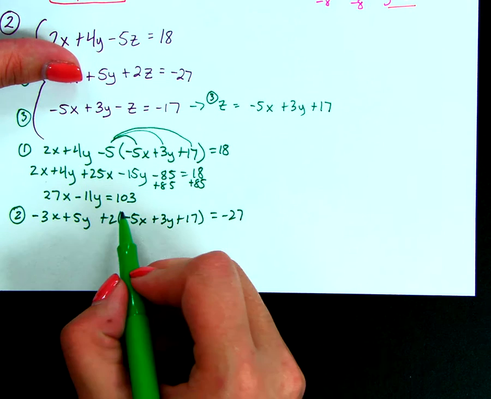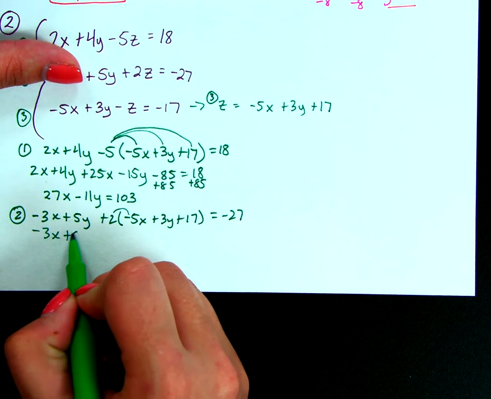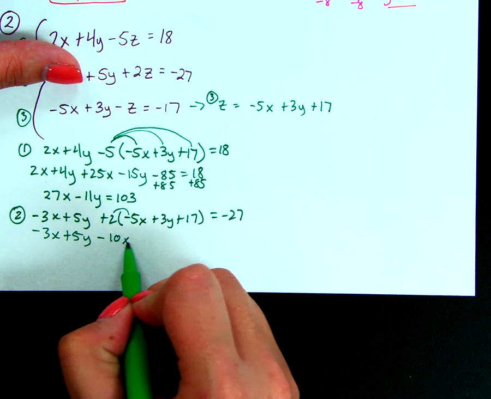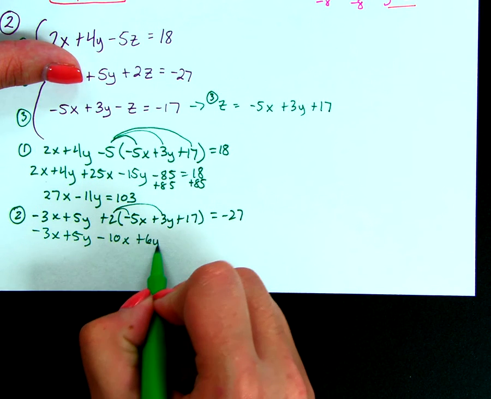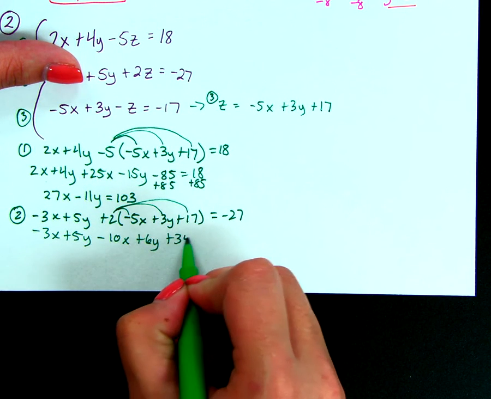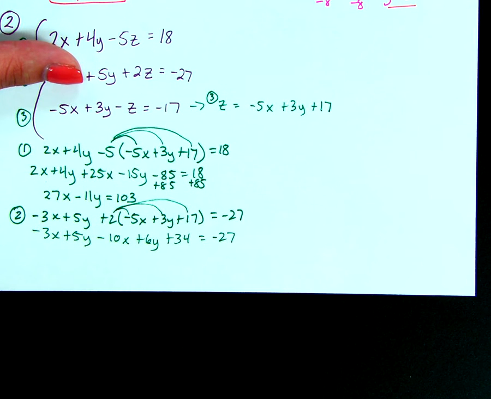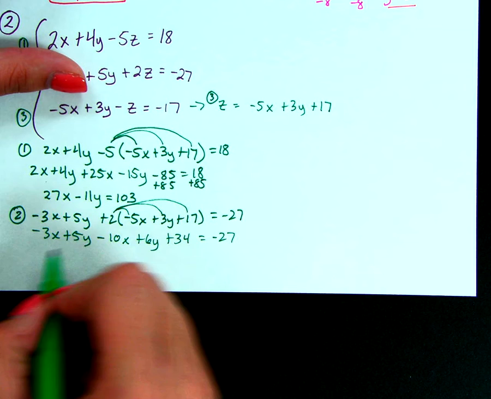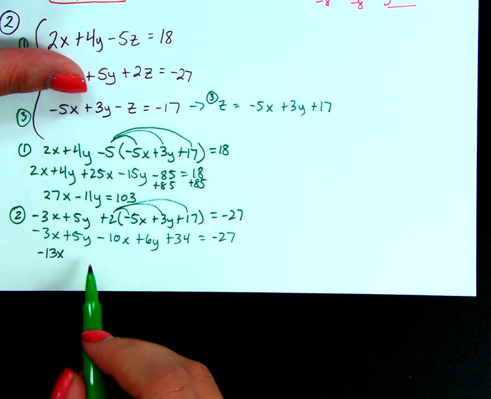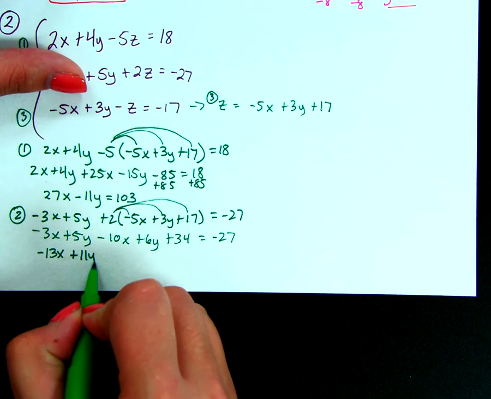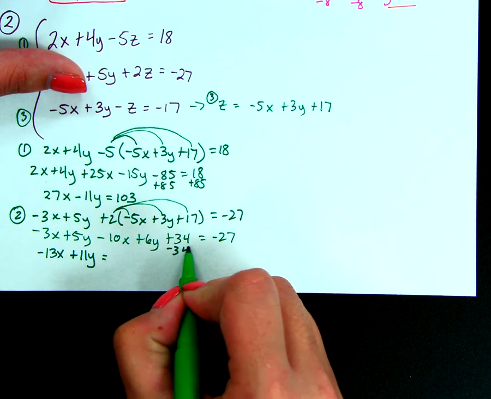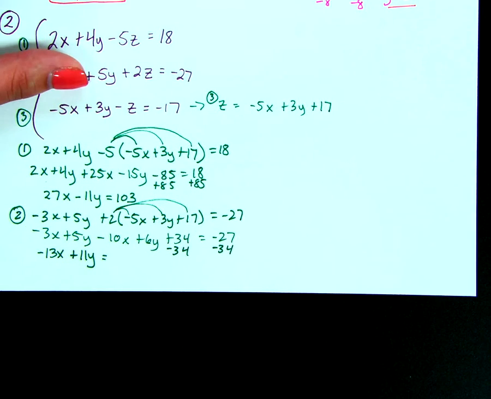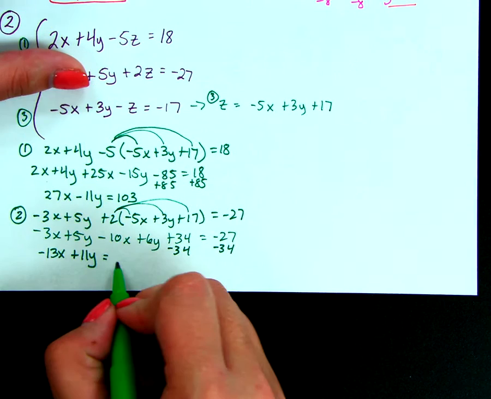So now we're just simplifying, so distribute first. So 2 times negative 5 is negative 10x, 2 times 3y is 6y, and 2 times 17 is 34. Still equal to negative 27. And then after we distribute, we are combining like terms. So negative 3x and negative 10x will be negative 13x. 5y plus 6y is 11y. And then we're going to subtract our 34 over at the same time. So negative 27 minus 34 is negative 61.